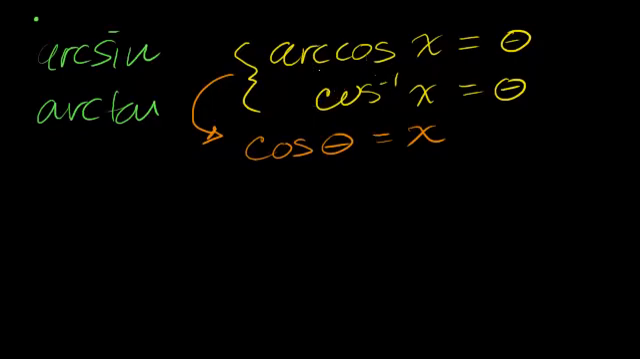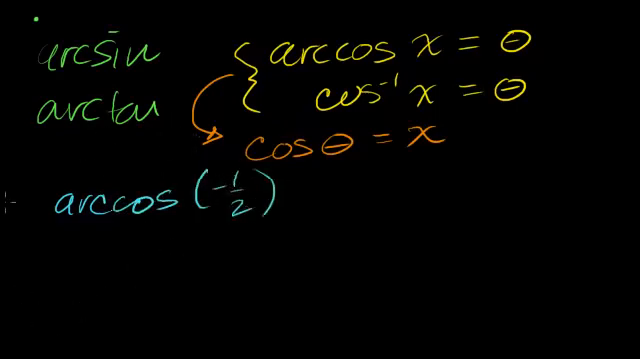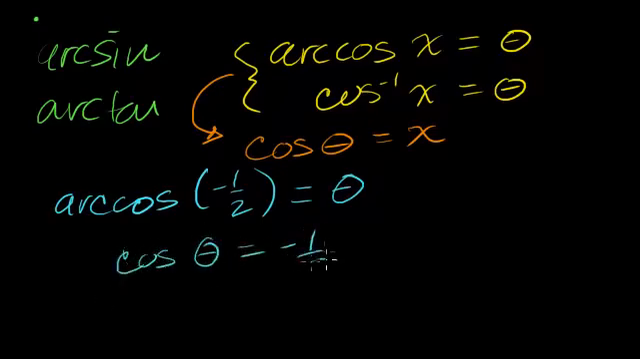I'm told to evaluate the arccosine of minus 1/2. Let's say that this is going to be equal to some angle. And this is equivalent to saying that the cosine of my mystery angle is equal to minus 1/2. As soon as you put it in this way, at least for my brain, it becomes a lot easier to process. So let's draw our unit circle and see if we can make some headway here.